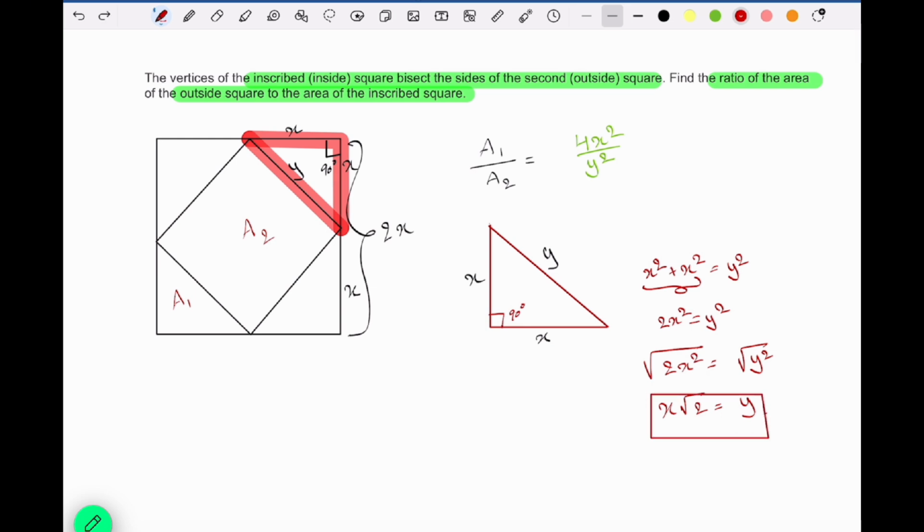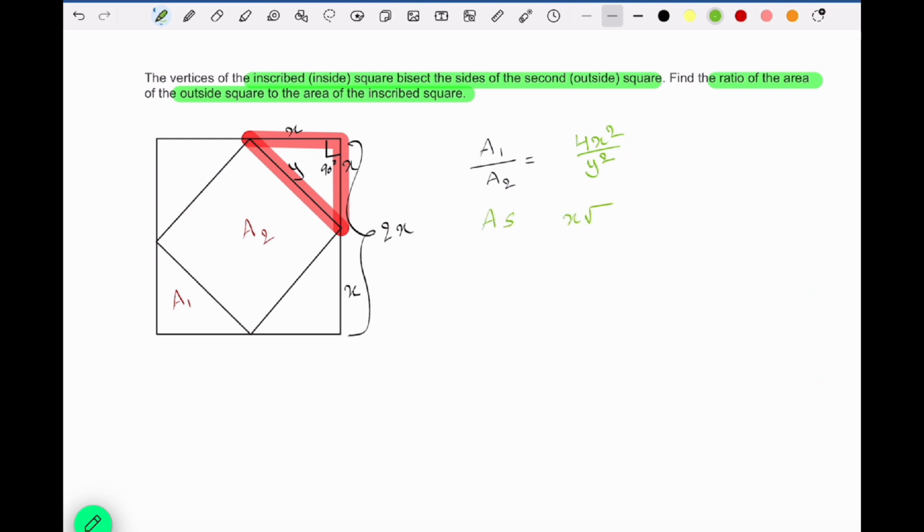Can we substitute this relation in the A1 over A2 ratio? Yes, x root 2 is equal to y. If we substitute in A1 over A2, we get 4 times x square divided by (x root 2) whole square. So we can write it as 4 times x square divided by 2x square. As x square is common in both numerator and denominator, I am cancelling x square. So the value is 4 over 2, which we can write as 2 over 1.